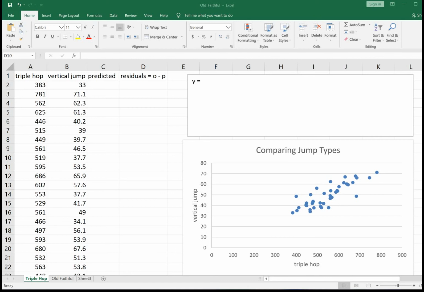In this video, we're going to see how we get linear regression lines and make predictions. I'm using the same triple hop and Old Faithful data that we used in the previous section, and I already have my data in Excel and the scatter plot.